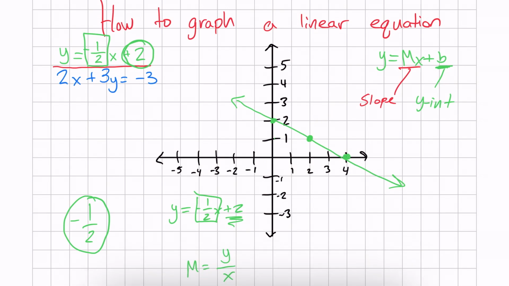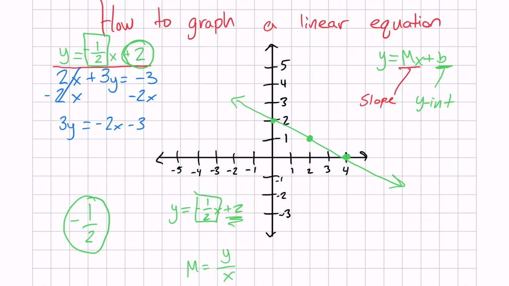Now the second problem here, we have 2x plus 3y equals -3. This is not in the form of slope-intercept, so I need to get it into slope-intercept form. So what I'm going to do is I need to isolate my variable y, because recognize that slope-intercept form says y equals mx plus b, so y is isolated by itself. So let's isolate y. I'm going to do that by using the inverse operation over here and subtracting 2x from both sides. That'll leave me with 3y equals -2x minus 3.